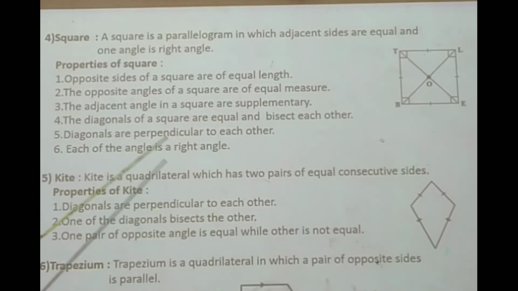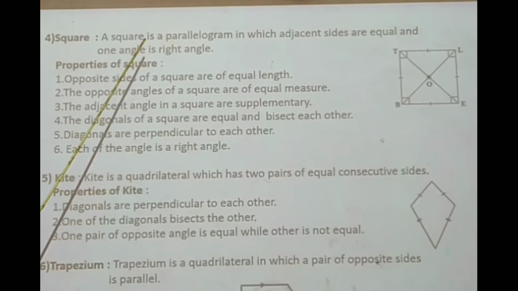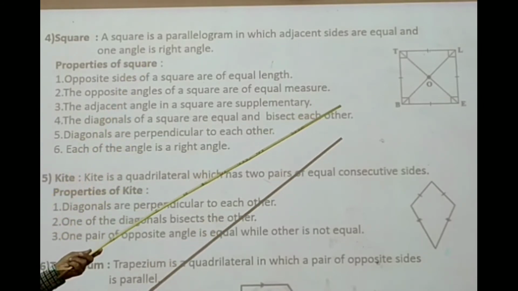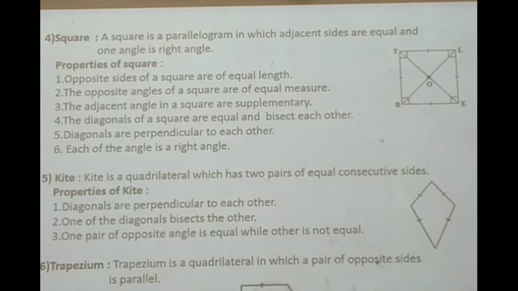And the properties of this are: opposite sides of a square are equal, opposite angles are equal, adjacent angles are supplementary, diagonals are equal and bisect each other at right angles. Means all these properties are in a square. We can say square is the hero of all these 6 types of quadrilaterals because all these properties are in it.